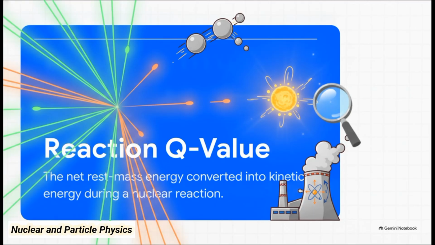So what's the so what here? The crucial point is this. If the final products weigh even slightly less than the starting ingredients, that missing mass doesn't just vanish. It is converted entirely into kinetic energy. This exact trick, turning missing mass into pure, raw energy, is literally what powers the fusion in our sun and the fission inside our nuclear power plants.